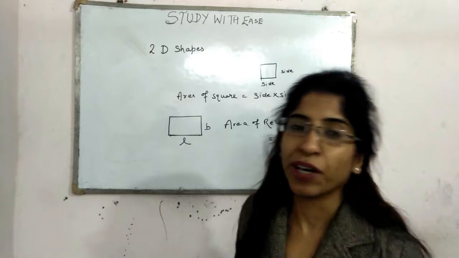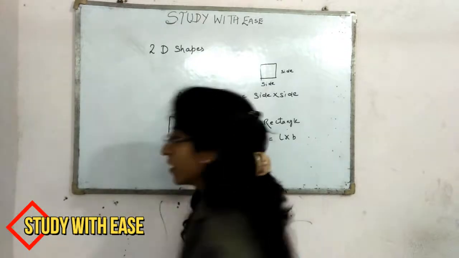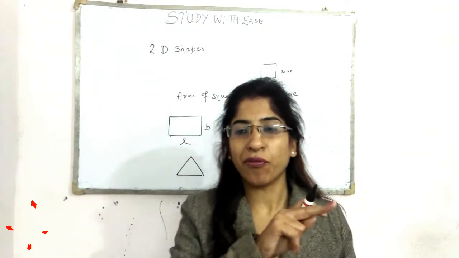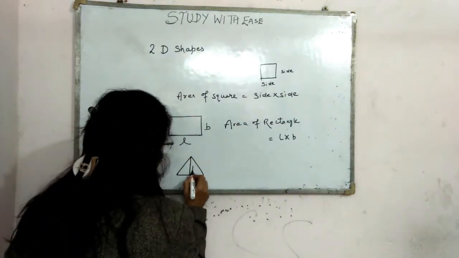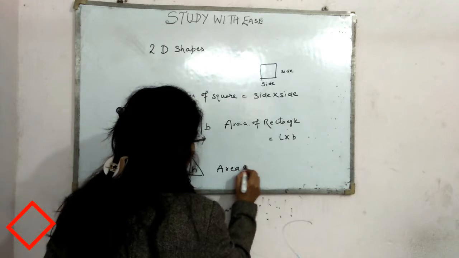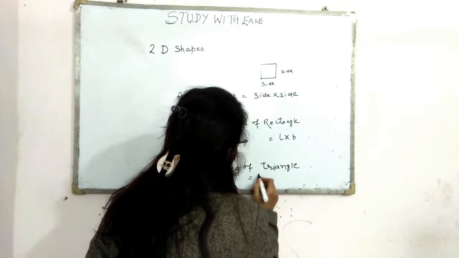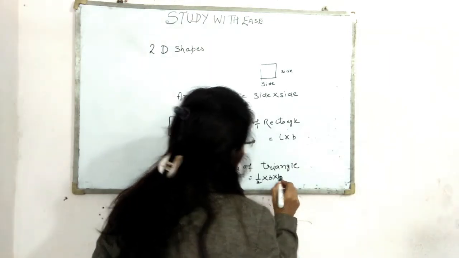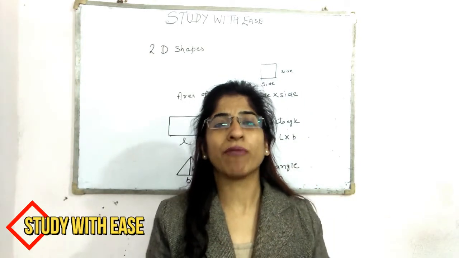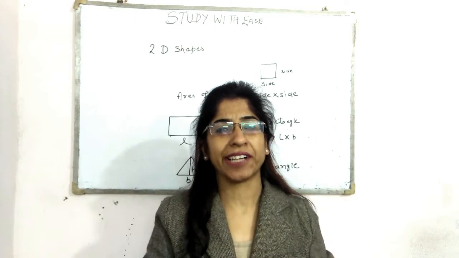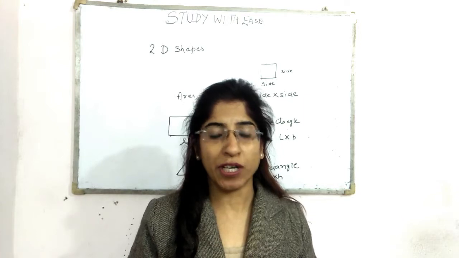Now we move to third figure, triangle. Area of triangle is half base into height. This is base and this is height. If we want to know about 3D shapes, we just have to join all these squares and all these rectangles and we will get the different figures related to 3D shapes. Now we move towards 3D shapes.